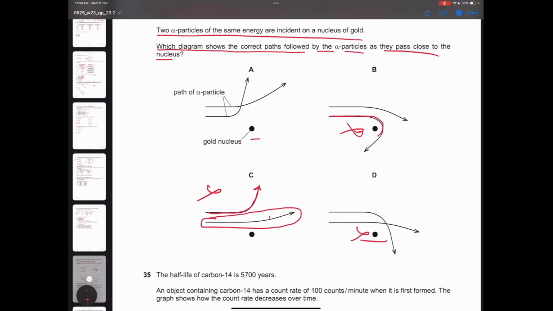Why is option A correct? Because this one is closer, so it should experience more repulsion, and it is experiencing more repulsion according to the path shown. The one which is a little farther away experiences less repulsion. So option A is correct.